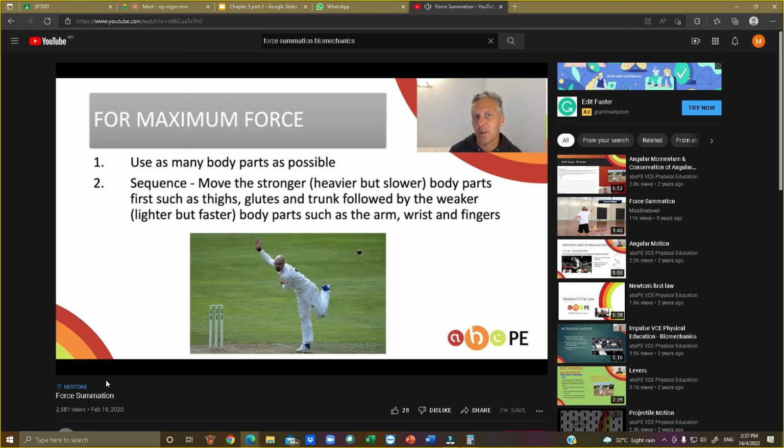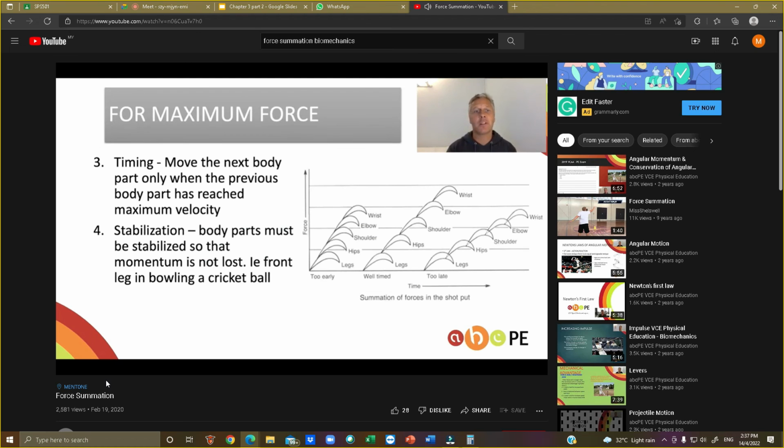And the fastest body part needs to be the part that touches the ball at the last moment so that the ball flies off at the fastest velocity. So timing is important here. So if we start with the legs and we move to the trunk and then we move to the shoulders, we finally get to the wrist, what we want to be doing is making sure that we move the next body part when the previous body part reaches maximal velocity.